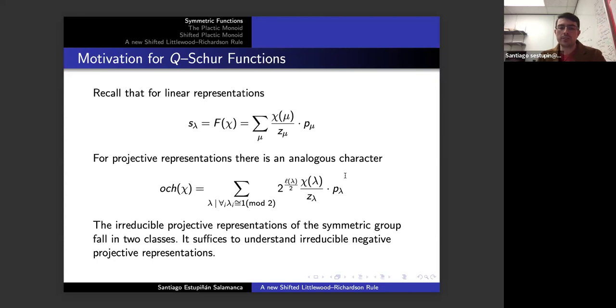Something that is novel in the case of irreducible projective representations is that you have two types of these representations, like the positive and negative representations. The positive ones can be understood by basically using the classical representations of the symmetric group. So those are very similar and not very interesting. So to classify all projective representations, which is the natural question in this area, it suffices to understand irreducible negative projective representations. This is going to be enough.